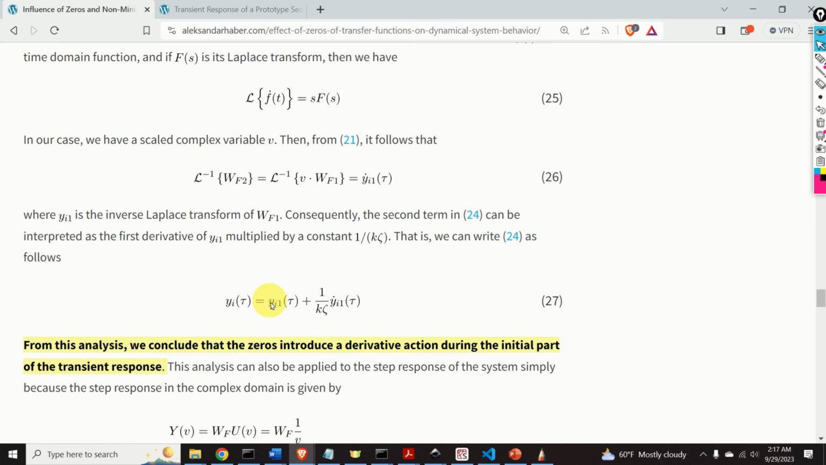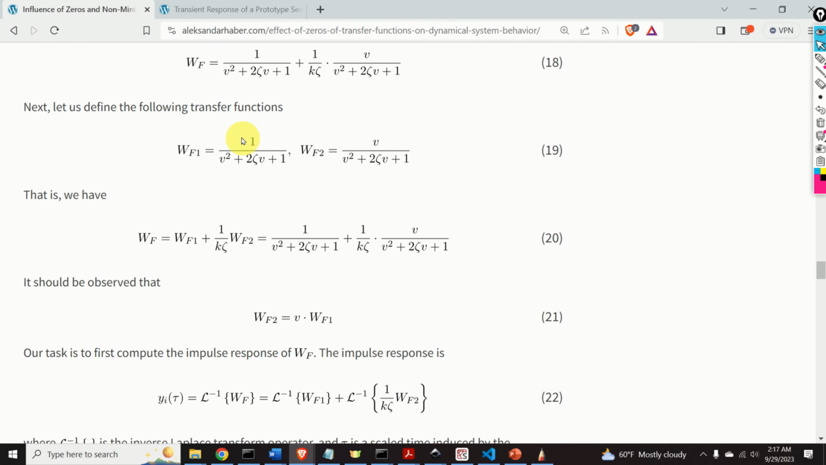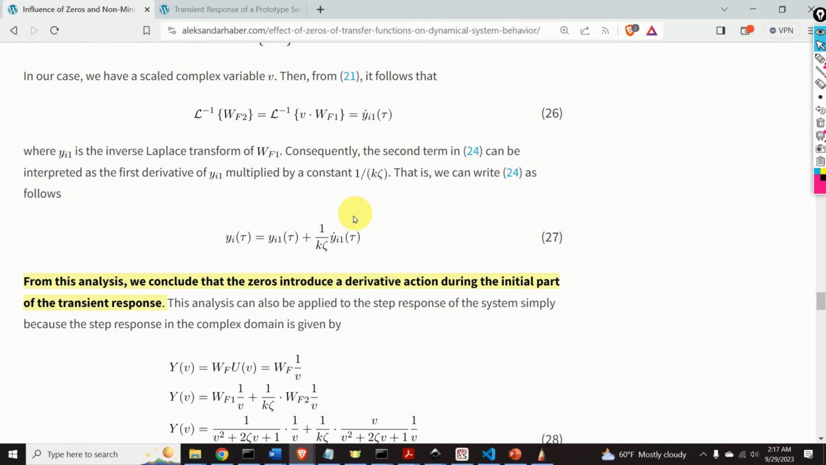So what do we have over here? Again, this is the inverse Laplace transform of the transfer function given over here. That is the transfer function that doesn't have a zero. And this part over here is the transfer function that comes from the effect of the zero. We conclude that the zeros introduce this derivative. That is, since this is rapidly changing, this term will be huge initially, since the first derivative of a rapidly changing function is very large.